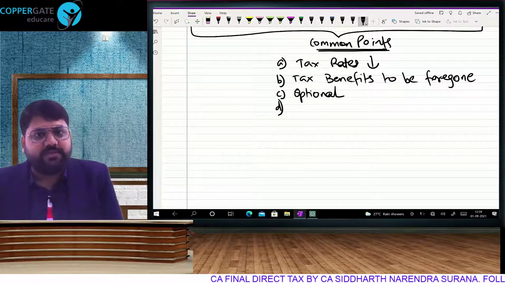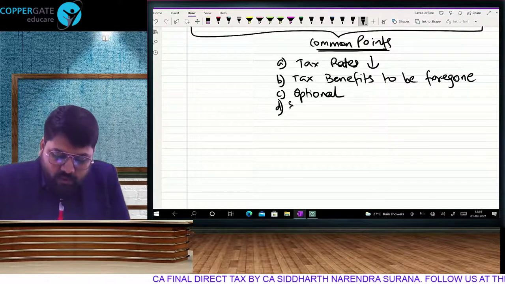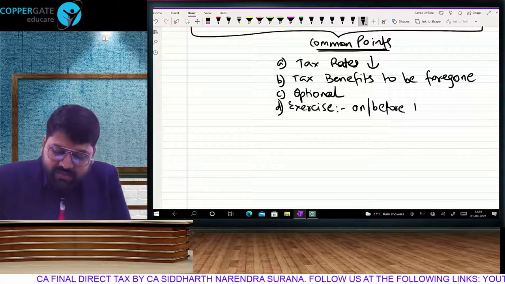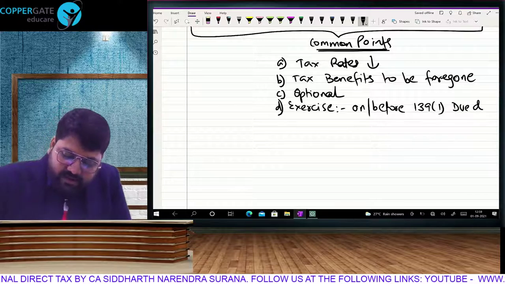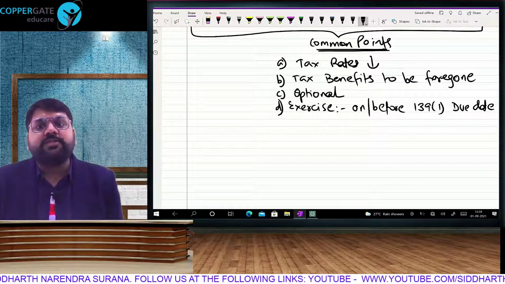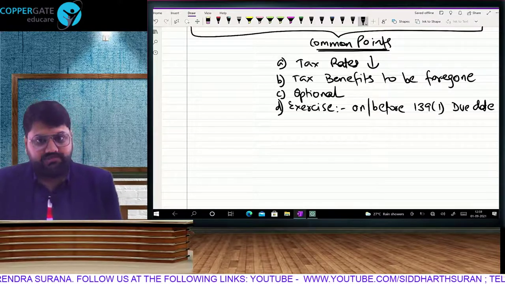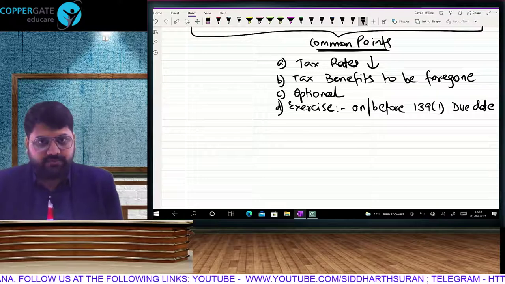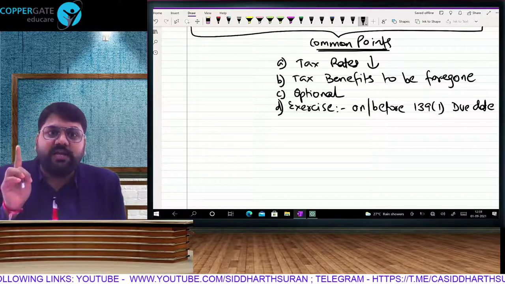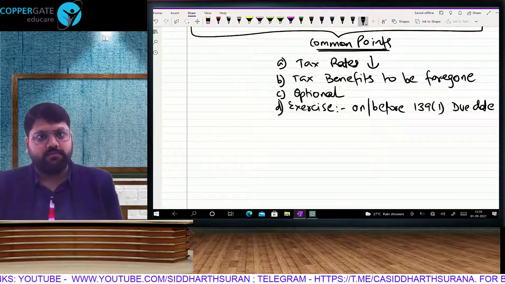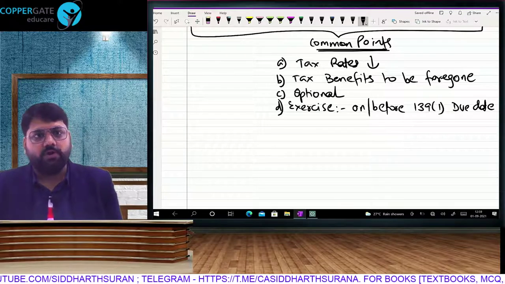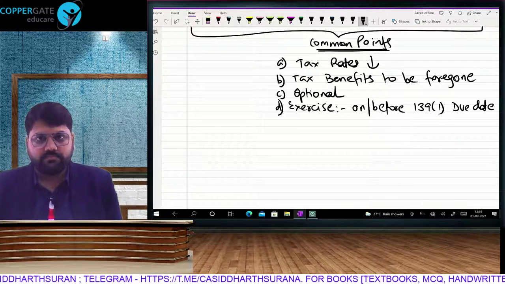Next point, is the new regime an option? If you want to exercise that option, it is mandatory that you exercise it on or before your 139(1) due date. And if you are not comfortable with the section number, it is okay. We are still only in the second lecture. You can write due date of return filing. That means new regime will be available only if you choose before the due date of return filing. If you don't choose before the due date, then by default you will fall in the old regime. New regime is applicable only if you opt for it, and that also you have to opt on or before the due date of filing the return.